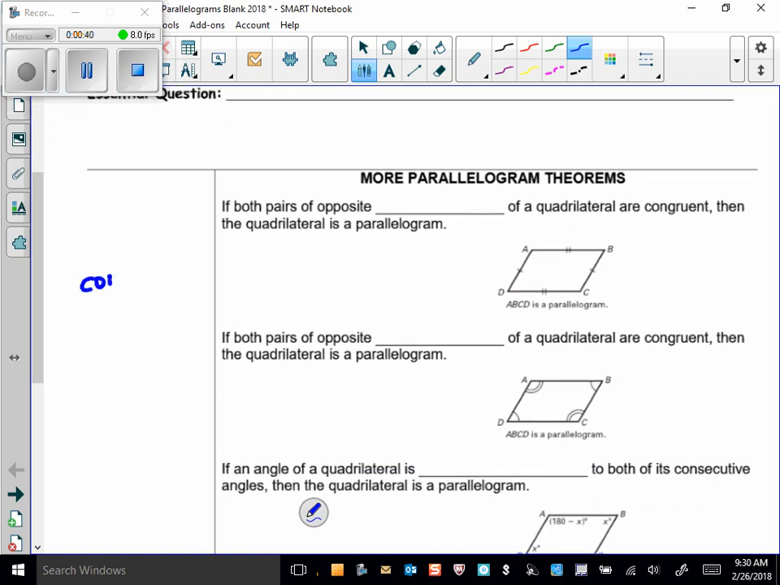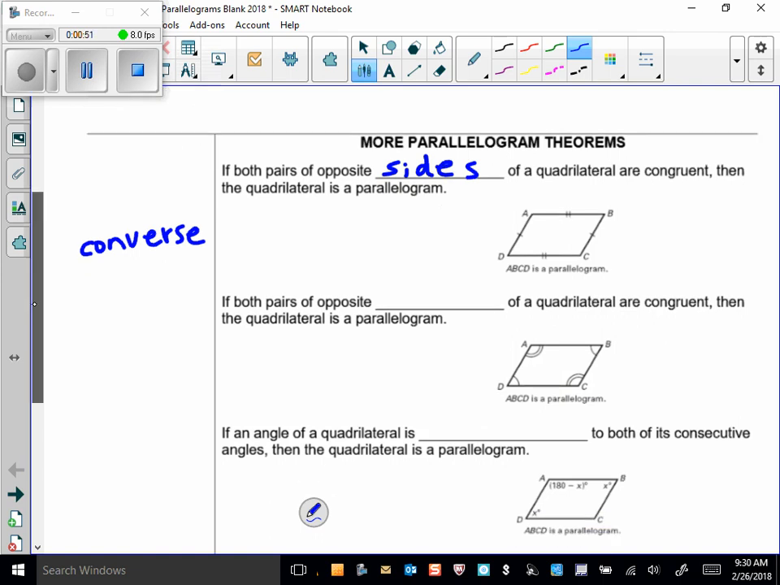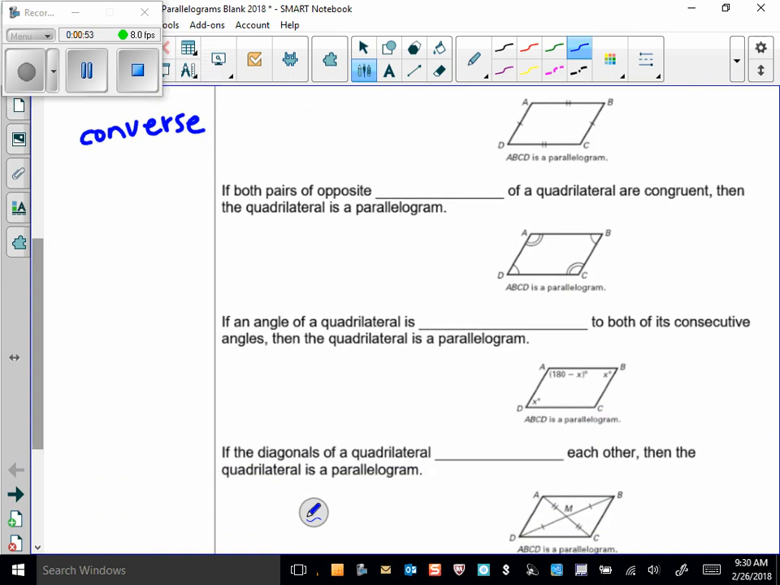That's definitely the converse of one that we learned last time. If both pairs of opposite sides are congruent, then we know the quad is a parallelogram. If both pairs of opposite angles of a quadrilateral are congruent, then the quadrilateral's a parallelogram. That is also a converse from one of the theorems we learned last time.